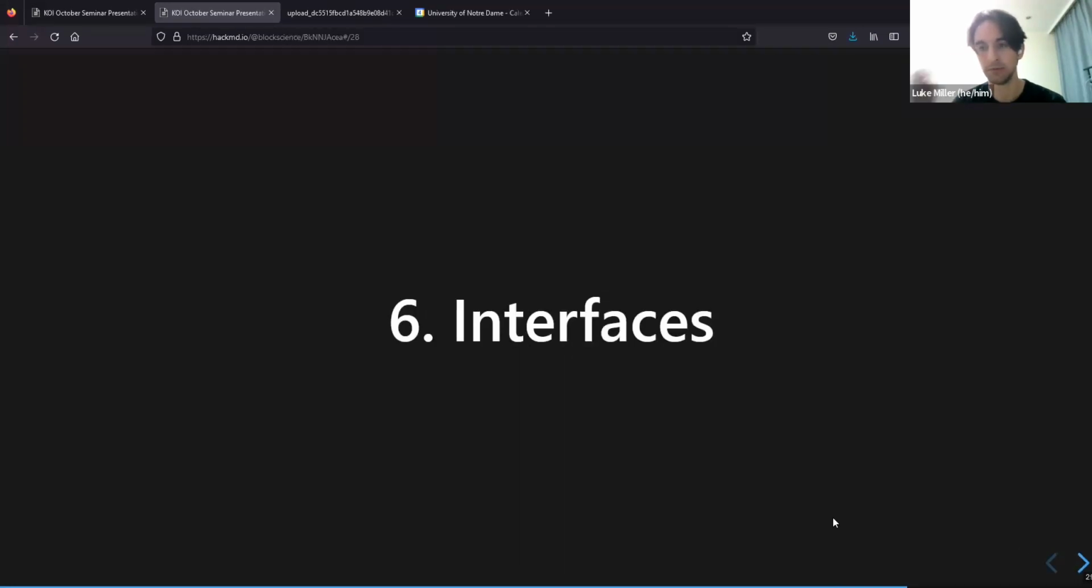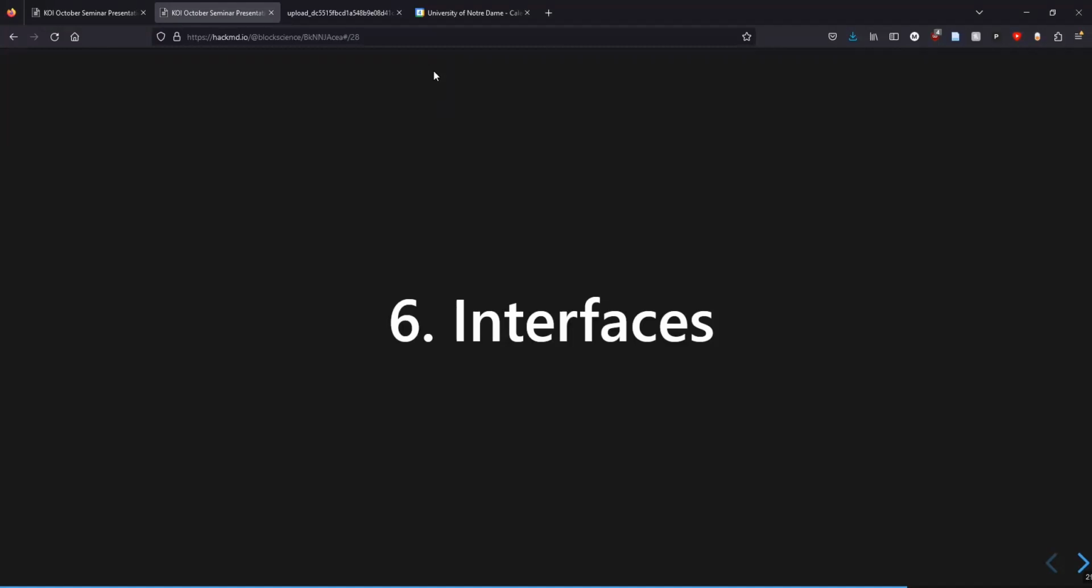So we'll just move on to the second last section here, but this is our interfaces. Orion, do you want to take this one? Sure.